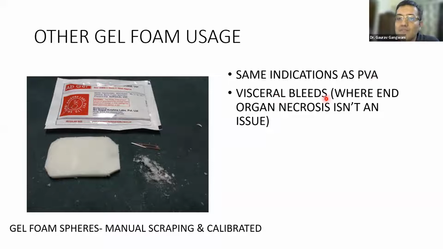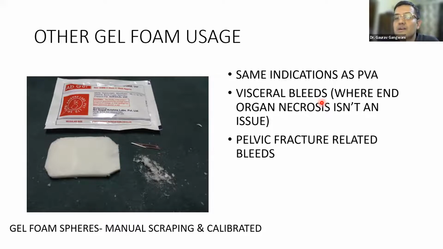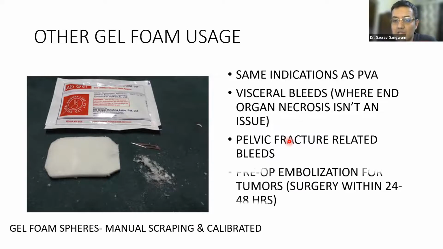But where can we use it? We can definitely use it for visceral bleeds. You can use it if you super selectively reach the hepatic arteries, the splenic arteries, or even the renal arteries where there are tiny lacerations or bleed. Pelvic fractures, of course, you can use gel foam for bilateral internal iliac embolizations.